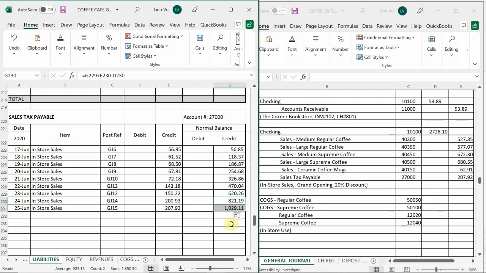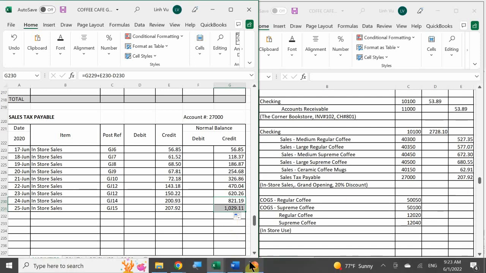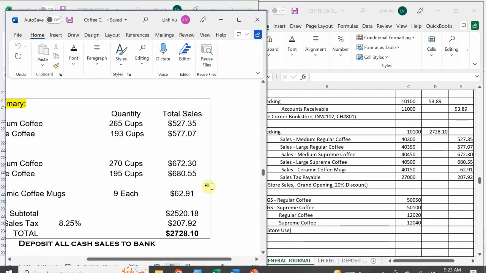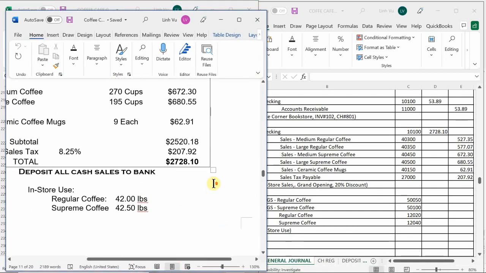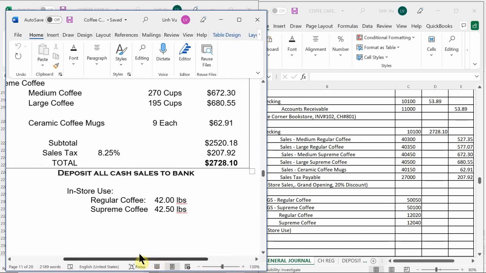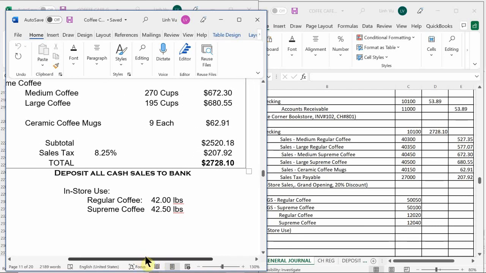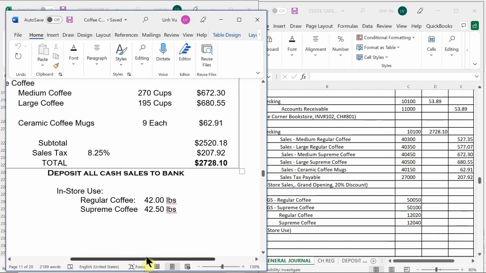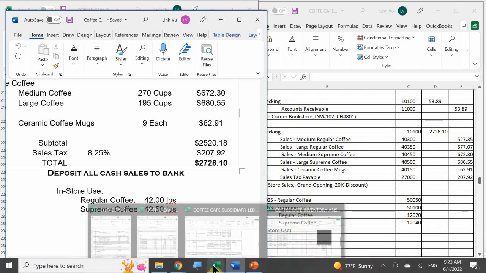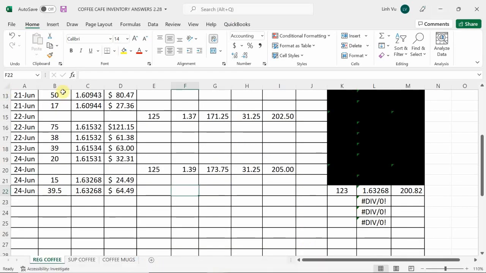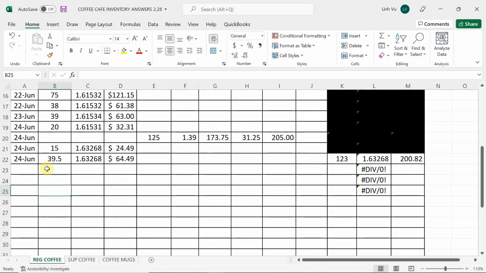So now I need to update my inventory. Let's take a look. How many pounds did I use for these in-store sales? It says I end up using 42 pounds of the regular coffee and 42.5 pounds of the Supreme coffee. So I'm going to head to my inventory worksheet right now, and we're going to go ahead and solve for my cost of goods sold.